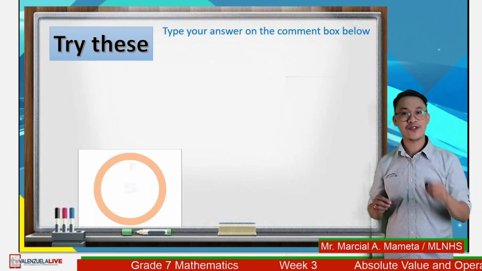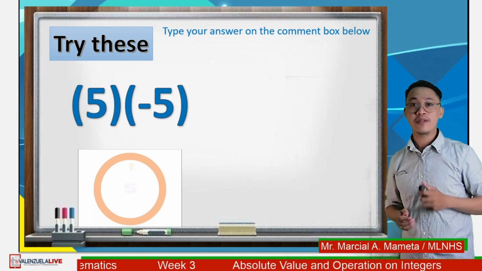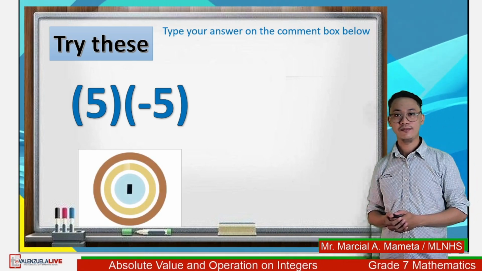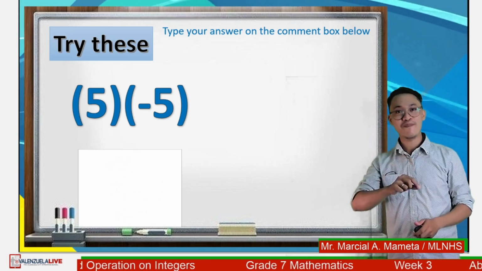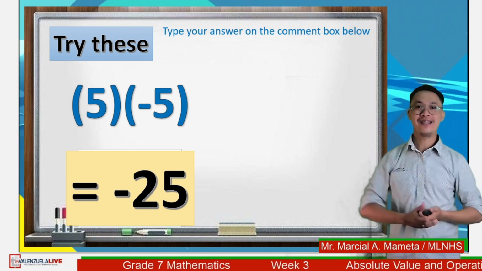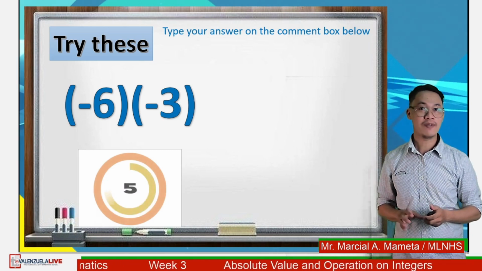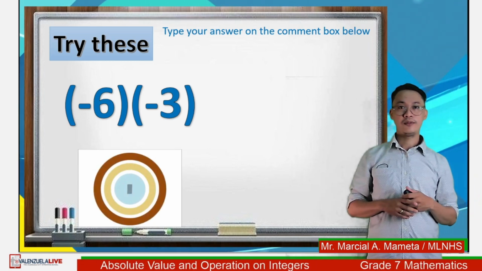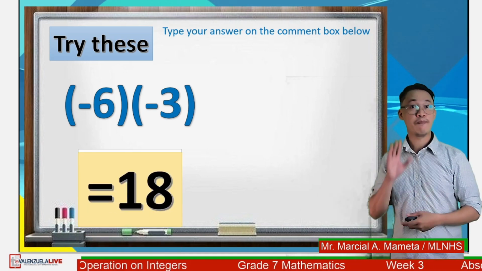Try this. Again, type your answers in the comment section below. What is the answer for 5 times negative 5? Time is up. The correct answer for 5 times negative 5 is equal to negative 25. Unlike signs. How about this one? Negative 6 times negative 3. 5 seconds. Again, type your answers in the comment section below. The answer for negative 6 times negative 3 is positive 18.